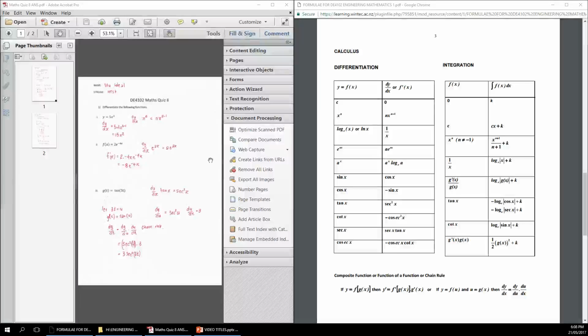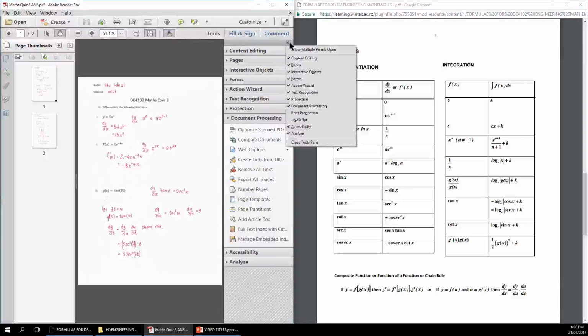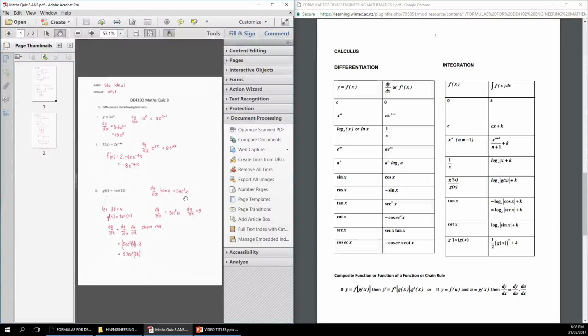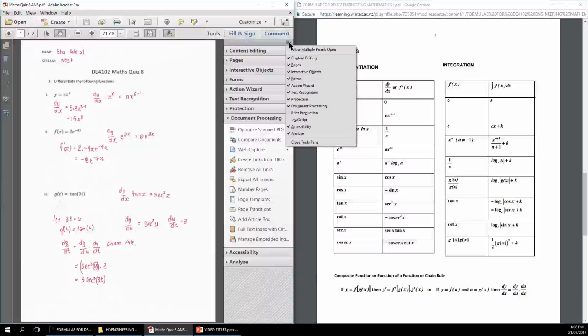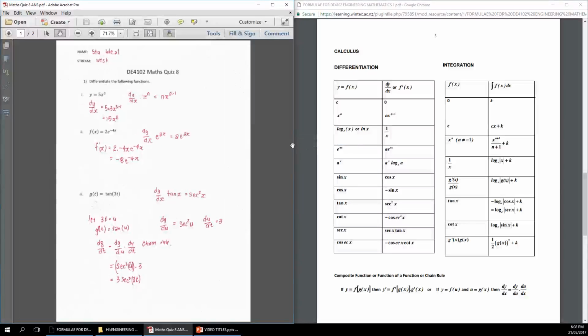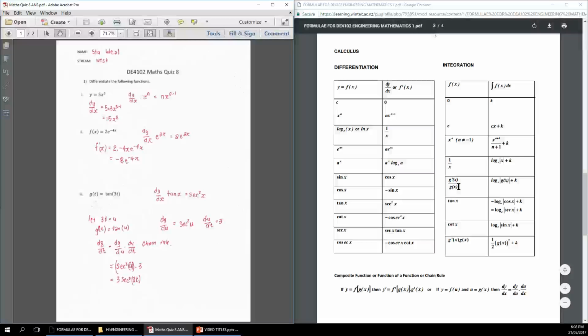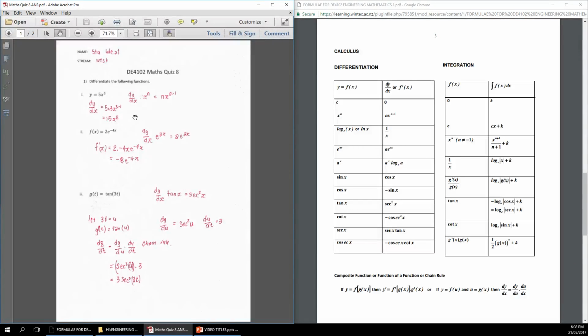So here's the answers, and I think we can probably dispense with this here. Certainly, I know I can get rid of that one. Make that a bit wider. There must be some way to close the tools pane. There we go. And over here, of course, we've got the formula sheet, the ever-present formula sheet, which you should always have with you.